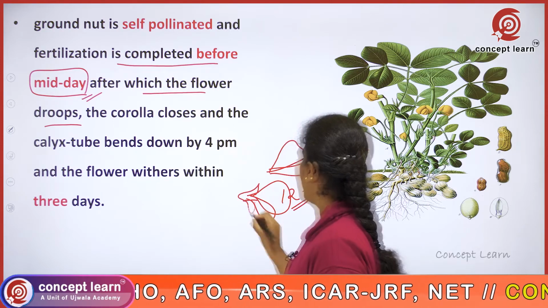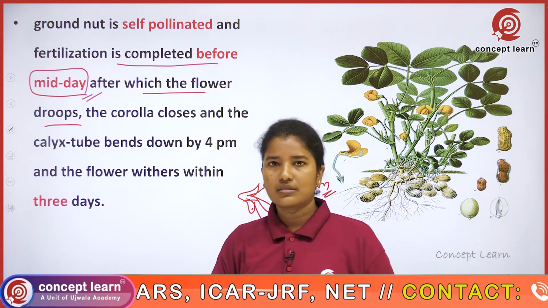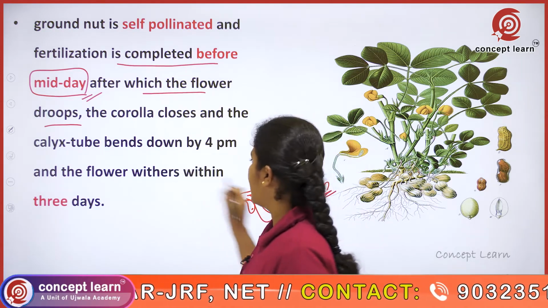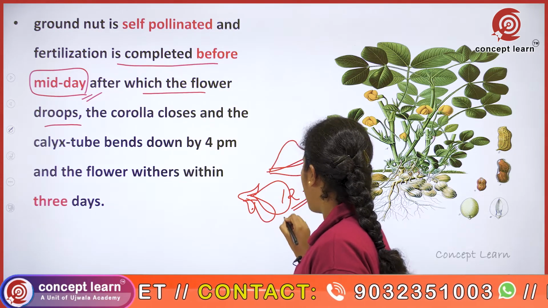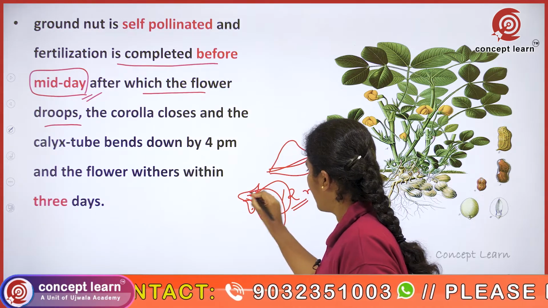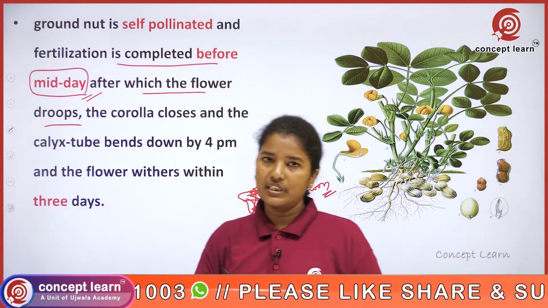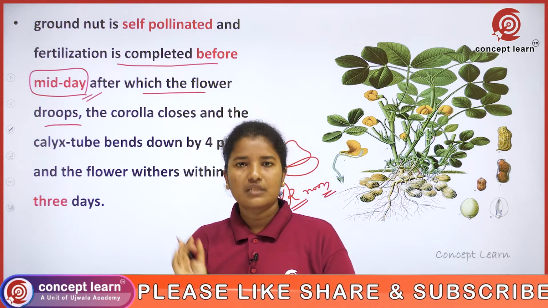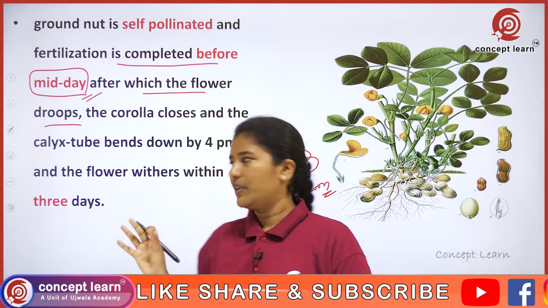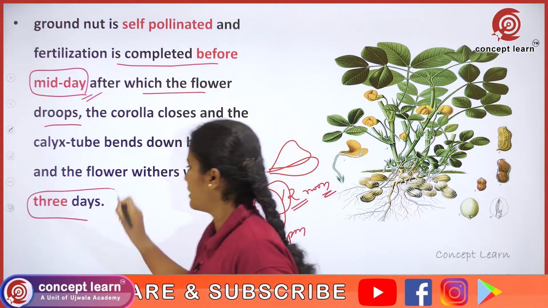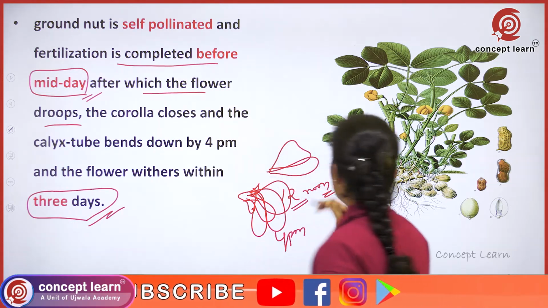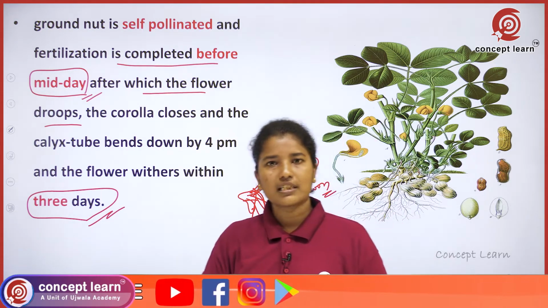The corolla closes the corolla tube and also the calyx tube, and it bends down. It completely bends down by 4 p.m. on the same day of fertilization, and within 3 days after fertilization the flower completely withers. It is 3 days. This is how the fertilization process usually takes place in groundnut.